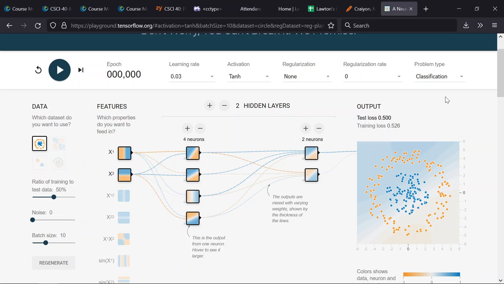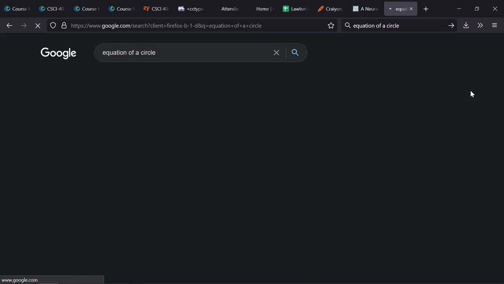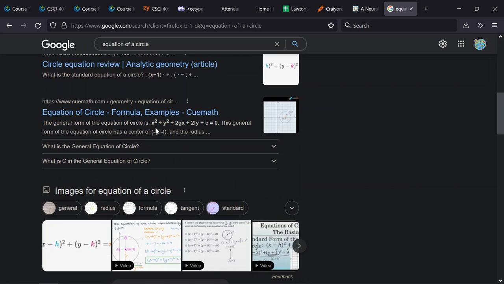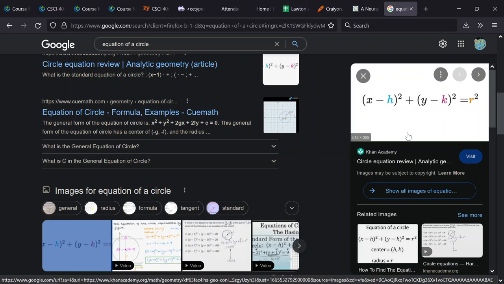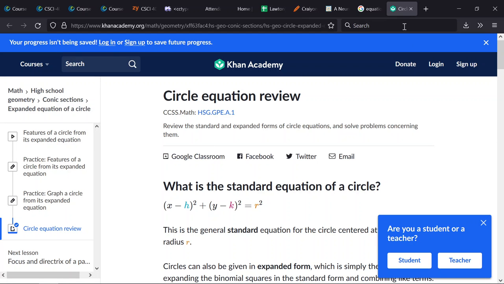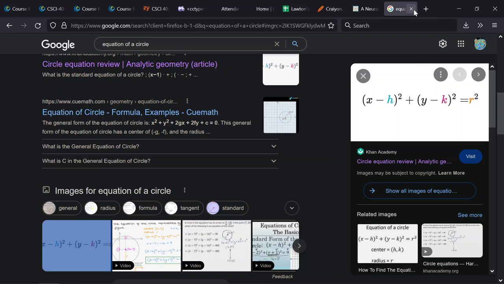Does anybody remember the mathematical equation for a circle? What is it? How would you graph a circle? What's the equation? Does no one remember? Equation of a circle. Come on, guys. I believe in you. Well, that's a little too complicated. That's the equation of an oval. It's supposed to just be x squared plus y squared equals r squared, right? This is too fancy. This is with a specific center. But it's x squared plus y squared equals r squared, right? That would be a circle centered at 0, 0.